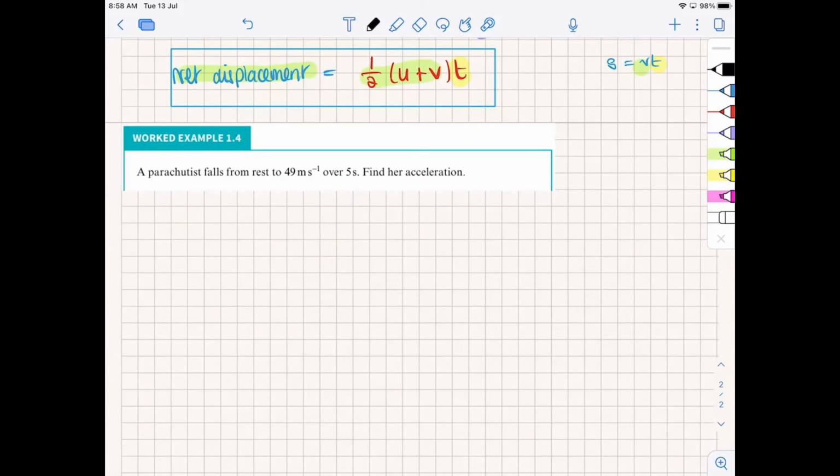Okay, based on what we've just done, let's quickly do these worked examples together. A parachutist falls from rest to 49 meters per second over 5 seconds. Find her acceleration. Now, before I even do this, I already know what the answer is going to be.